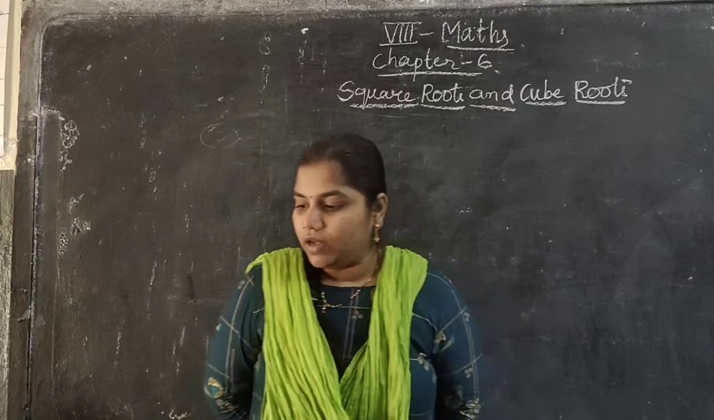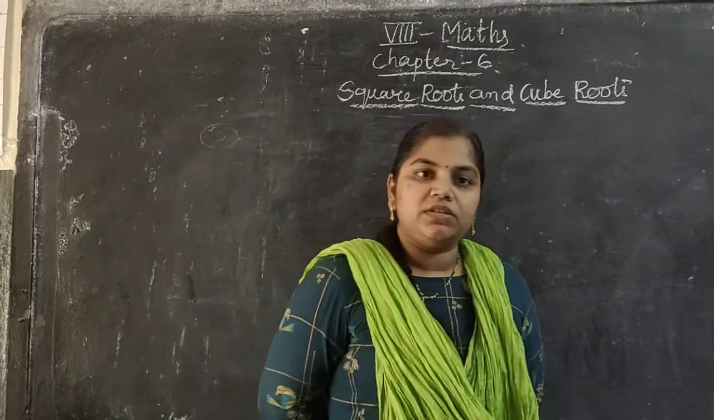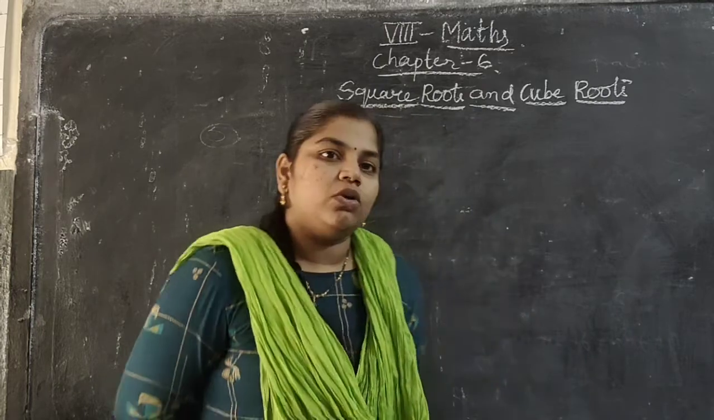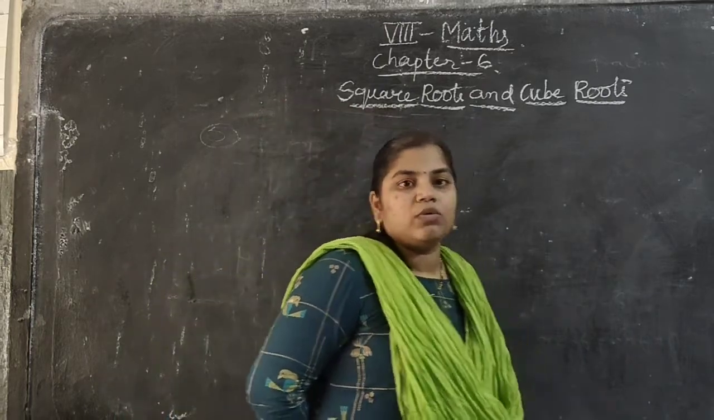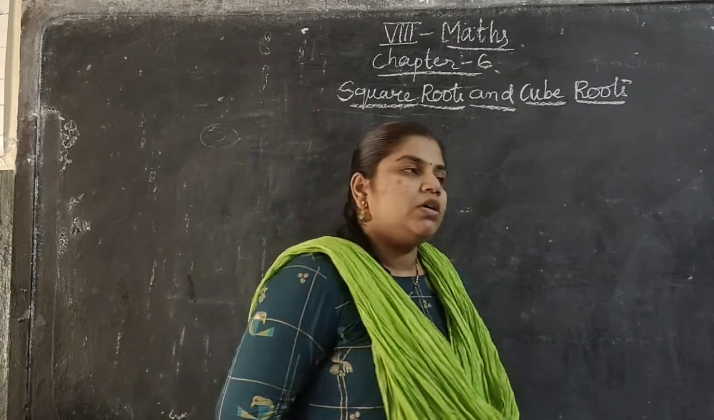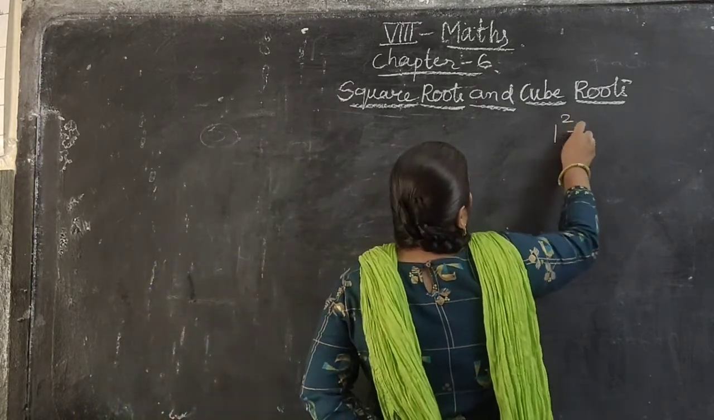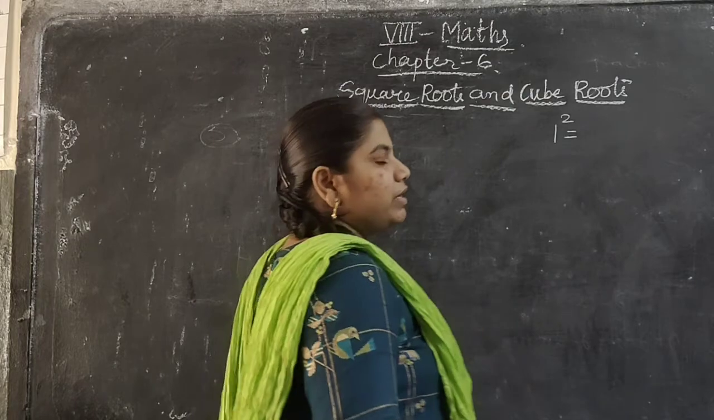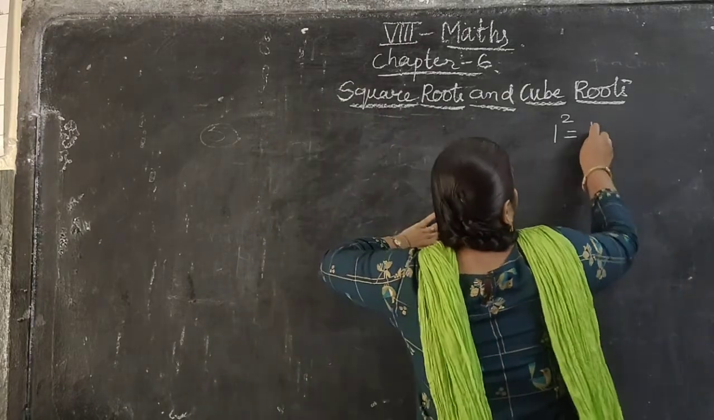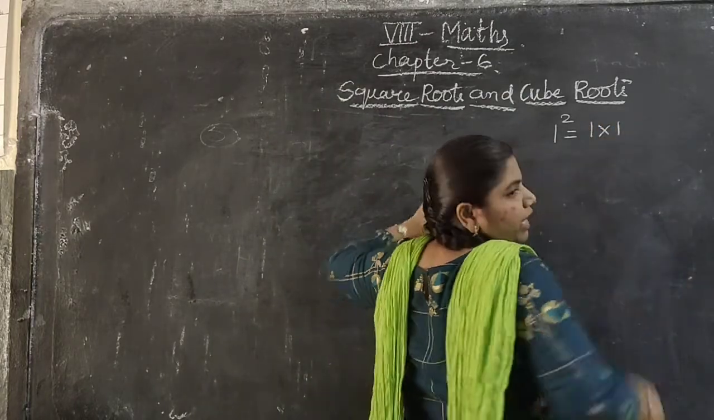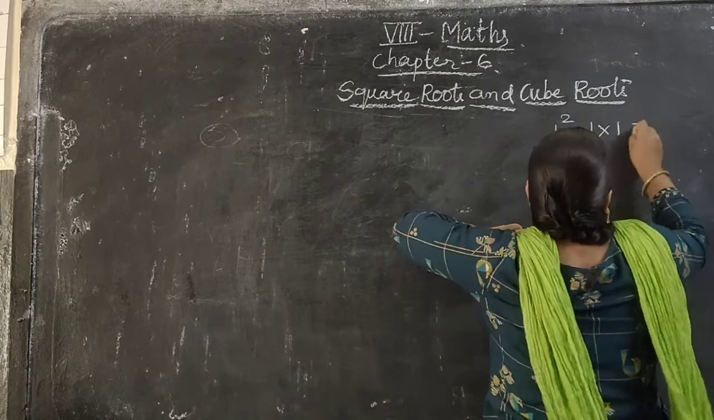Good morning everyone. So we are starting on a new chapter, that is square roots and cube roots. Already you know the square numbers we have learned in exponents and powers. So what are the square numbers? We know that square numbers are to multiply one square. One square is nothing but multiplying one two times. So 1 into 1 will be equal to 1.